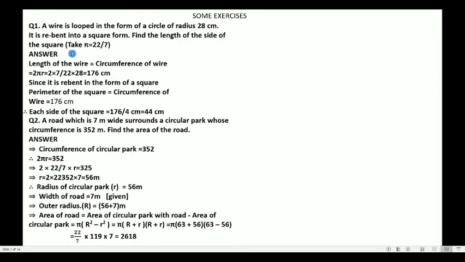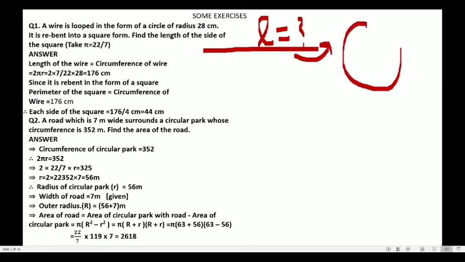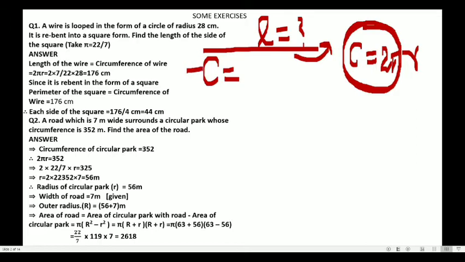So let me draw this figure and then tell you once again. Suppose I have taken a wire, it has some length L, which we don't know. But this wire is turned into the form of a circle, and it has covered the circumference of a circle. And what is the circumference of the circle? This equals 2 pi r. We know pi, 2 is a constant here, and by putting the value of r, we can find the circumference, and this circumference is only the length of the wire.